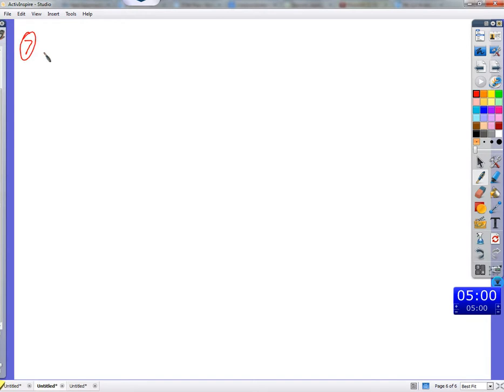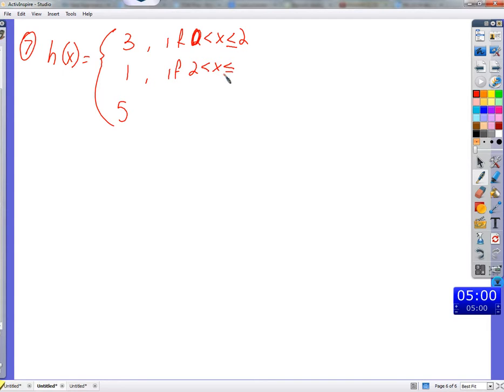Okay, 7. h of x is equal to 3, 1, or 5, depending on x. It's 3 if 0 is less than x and x is less than or equal to 2. It's 1 if 2 is less than x and x is less than or equal to 4. And it's 5 if 4 is less than x and x is less than or equal to 6.